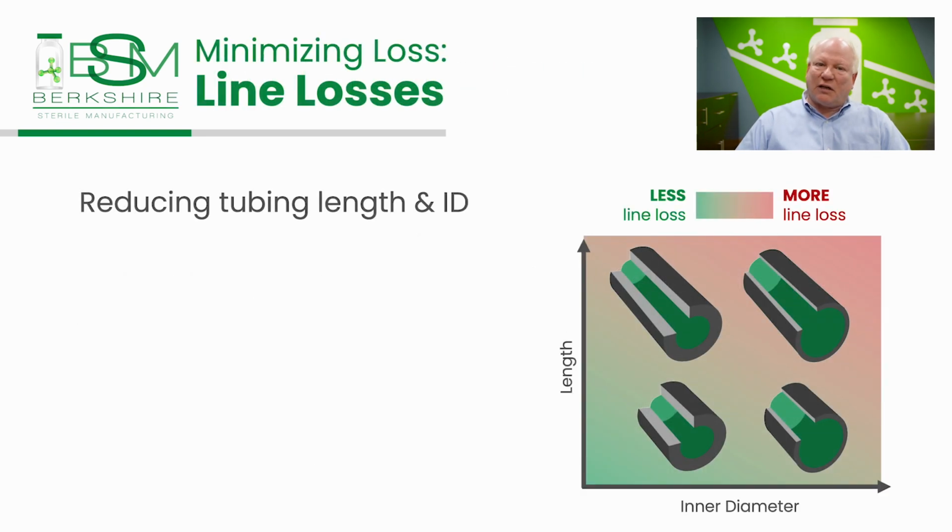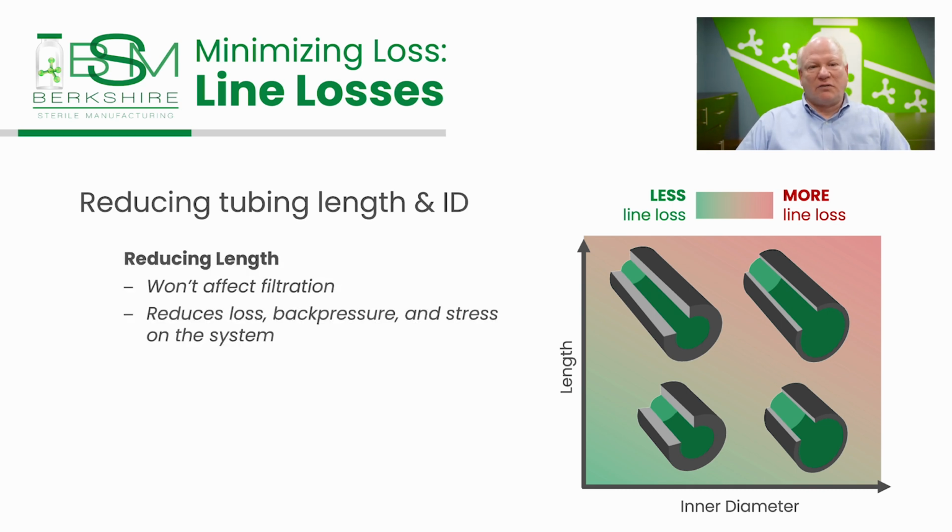To minimize drug product loss, one of the primary areas to focus on is addressing filter holdup and line loss. One strategy is to reduce the length of tubing used. There are a lot of advantages to this strategy. This reduces loss, reduces back pressure and stress on the system, does not affect filtration performance, has no sterility concern, and is easy to do.